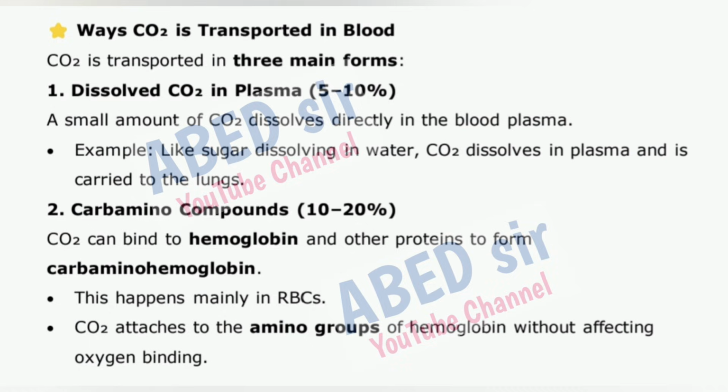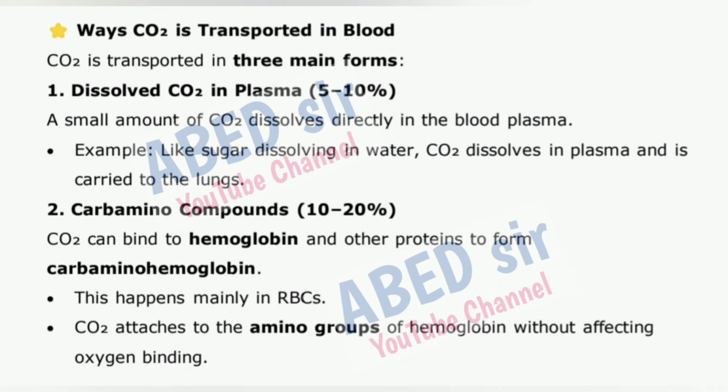CO2 is transported in 3 main forms. 1. Dissolved CO2 in plasma, 5–10%. A small amount of CO2 dissolves directly in the blood plasma. Example, like sugar dissolving in water, CO2 dissolves in plasma and is carried to the lungs. 2. Carbamino compounds, 10–20%. CO2 can bind to hemoglobin and other proteins to form carbaminohemoglobin.